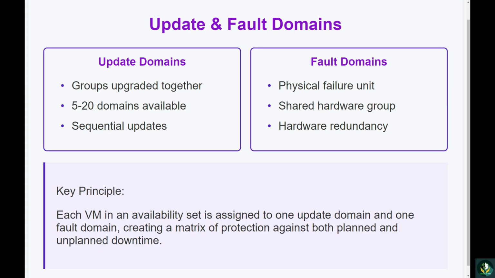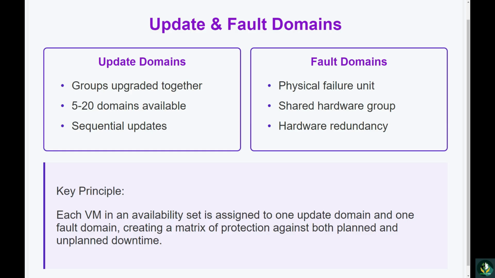The beauty of fault domains lies in their role in hardware failure protection. Azure automatically distributes virtual machines across fault domains when you place them in an availability set. This distribution ensures that if a hardware failure occurs, whether it's a power issue, network problem, or hardware malfunction, only the virtual machines in that particular fault domain are affected.